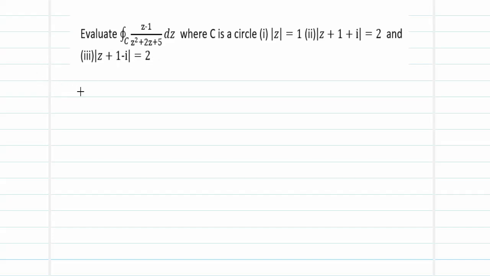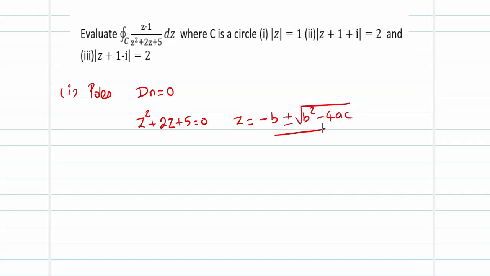To get started, the primary requirement is the poles. How to estimate the poles? The poles are given by equating the denominator to 0. So I have z square plus 2z plus 5 equal to 0. This is a quadratic equation, and we need to factorize it. z is given by minus b plus or minus the square root of b square minus 4ac, divided by 2a. Here this is my a, this is my b, this is my c. So I have minus 2 plus or minus the square root of 2 square minus 4 times 1 times 5, divided by 2 times 1.